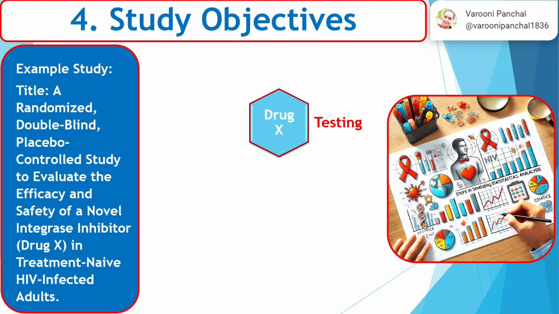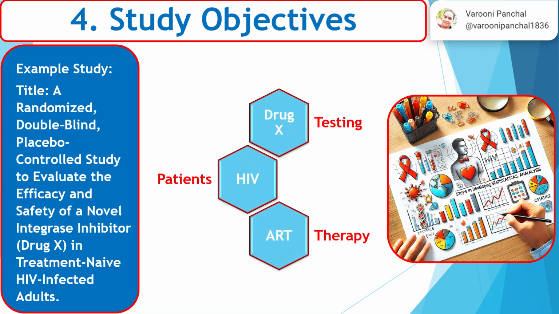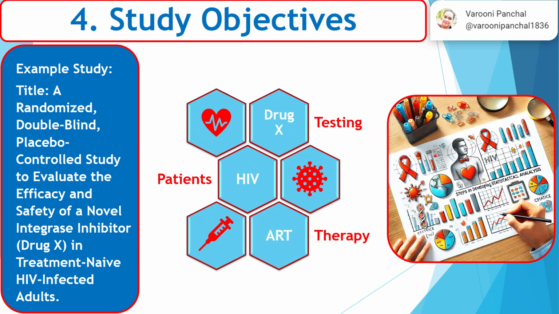In this hypothetical example, we are testing a new integrase inhibitor, drug X, in a group of treatment-naive HIV patients. This is a common real-world scenario in which new antiretroviral therapies, ART, are tested to determine their effectiveness in controlling HIV replication, improving immune function, and ensuring patient safety over time.